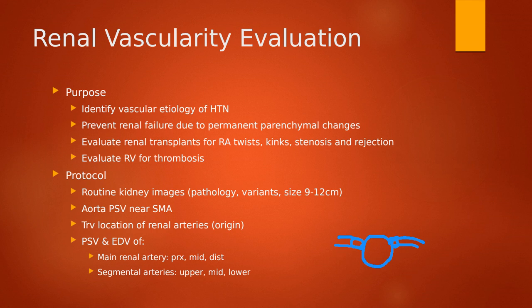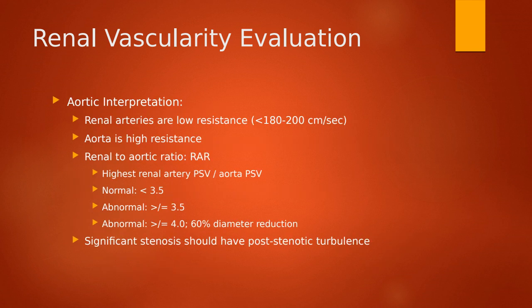We also want to be taking a peak systolic velocity and an end diastolic velocity measurement of the main renal artery in the proximal and distal segments, and then also the segmental arteries in the upper, mid, and lower. There are some protocols that require us to go even further into the kidney.